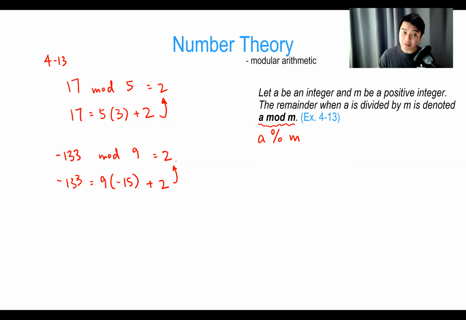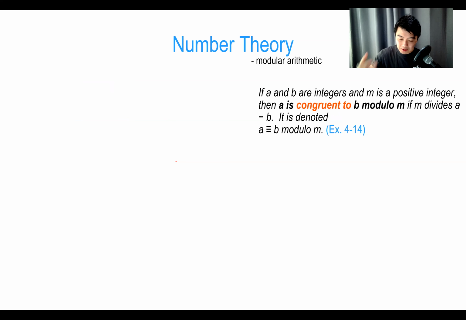So mod means taking the remainder of the two numbers when I divide them. Now there is a very nice application here, which I'm going to talk about in a second, but first I'm going to talk about one other thing pertaining to mod, which is called congruency of modular arithmetic. So if a and b are integers and m is a positive integer, then a is congruent to b mod m if m divides a minus b.